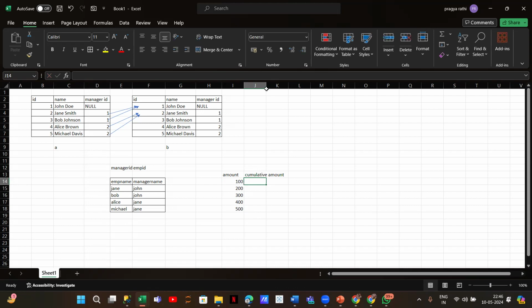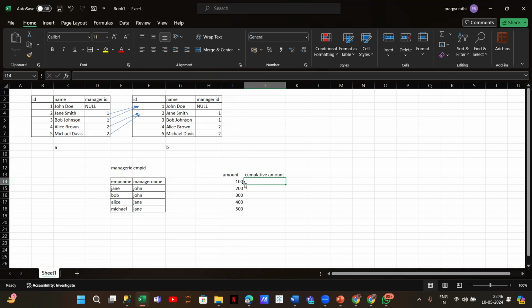Okay. So how can we have it? So what cumulative amount is? Cumulative amount means, yeah, this is the repeating lecture. People are facing issues in self-join, so I'm explaining that. I have written in the group also.